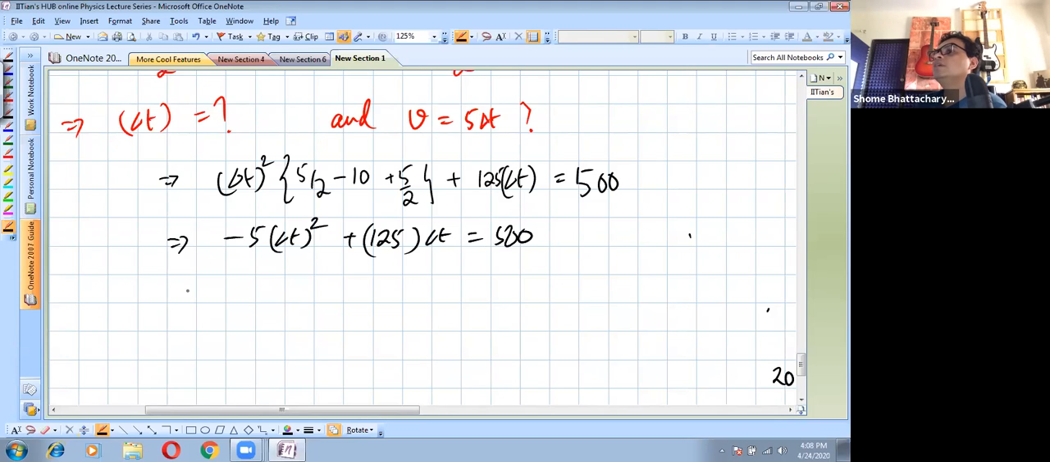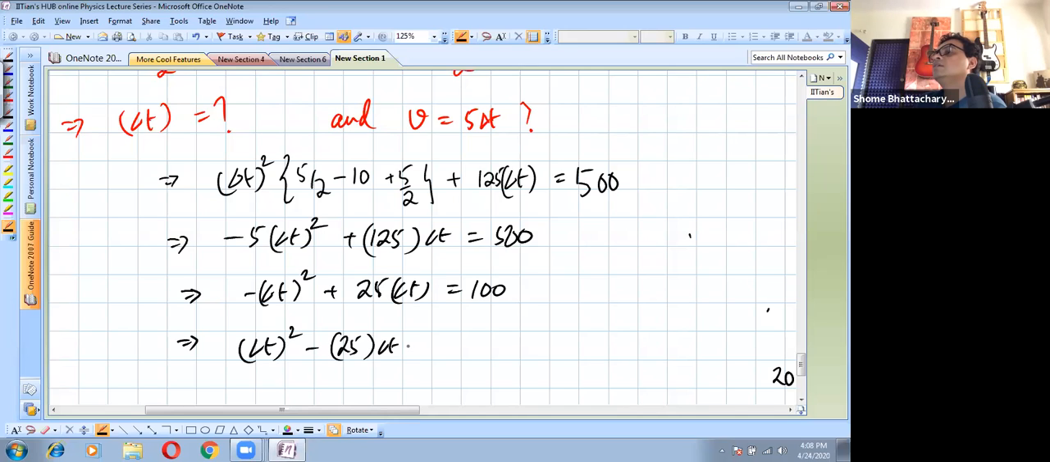Is equal to 500. So you can divide both sides by 5. So minus delta t square plus 25 delta t is equal to 100. Or we can say that delta t square minus 25 delta t plus 100 is equal to 0. Correct?